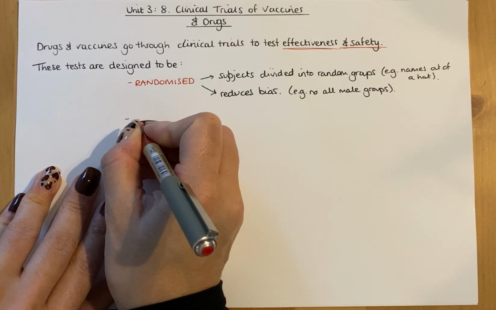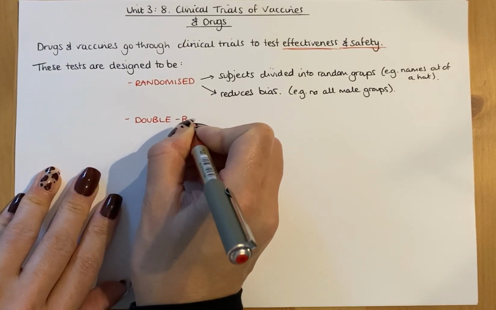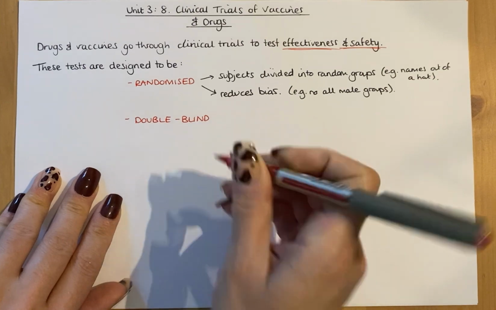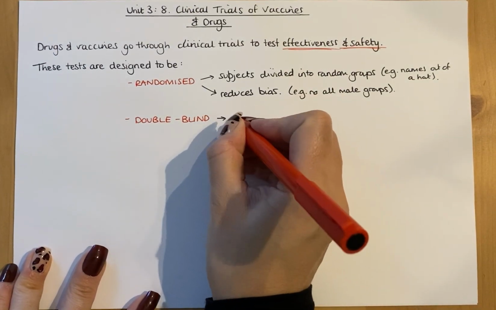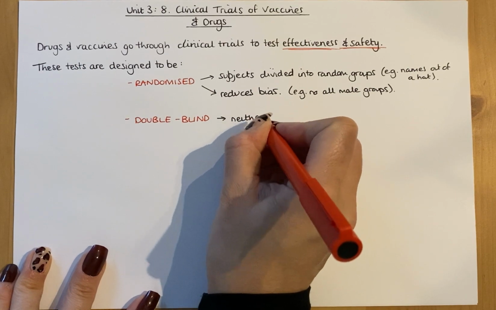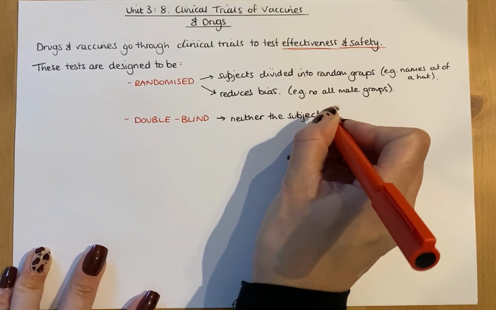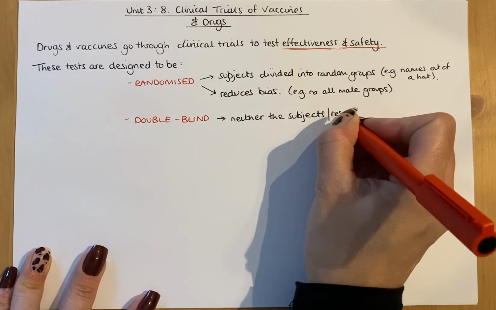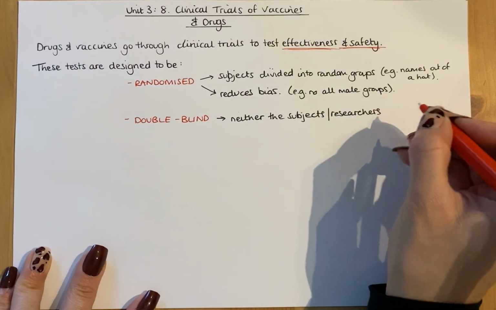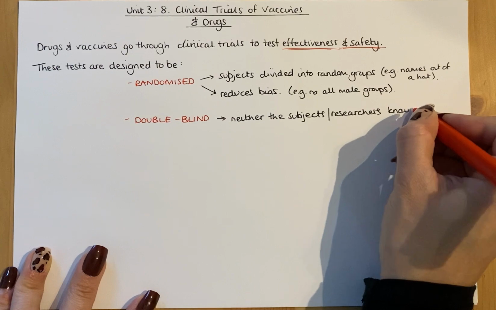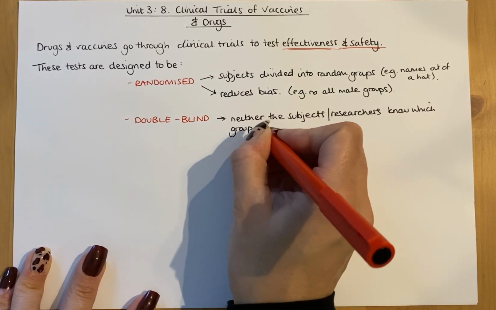The next way that you have to design these is so that they are what's called double blind. Now, double blind basically means that neither the subject, the people in the trial, nor the researchers, the doctors that are running it, for example, know which group the subjects are in.